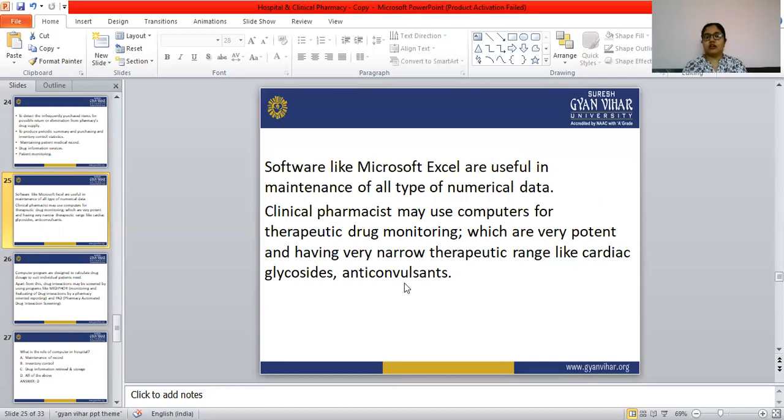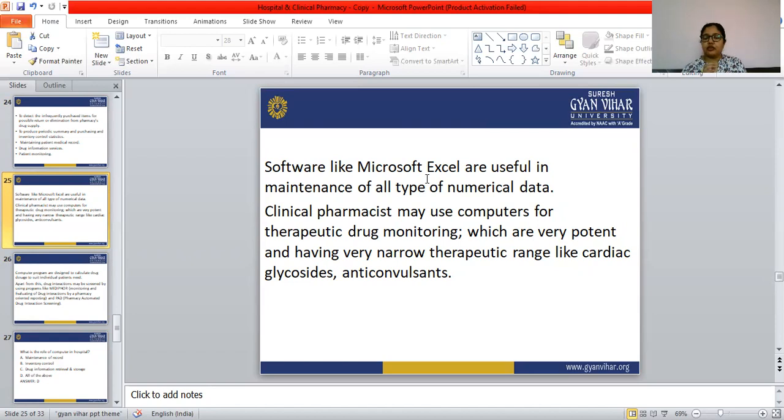So there is software like Microsoft Excel. We can maintain all the data in Microsoft Excel, all the data in different categories. We have to create the Microsoft Excel for different categories separately, and we can maintain all the numerical data available about those databases in that Microsoft Excel.